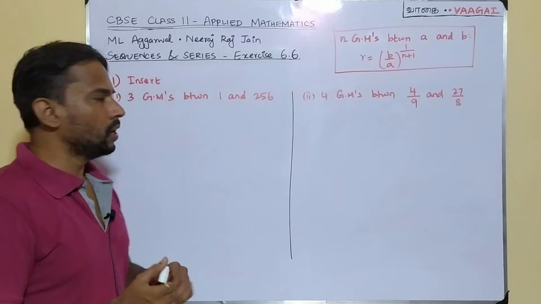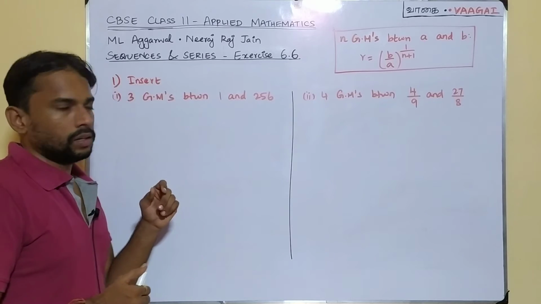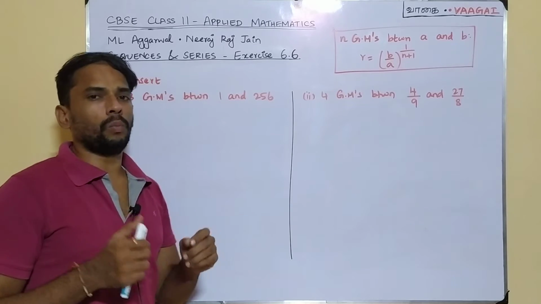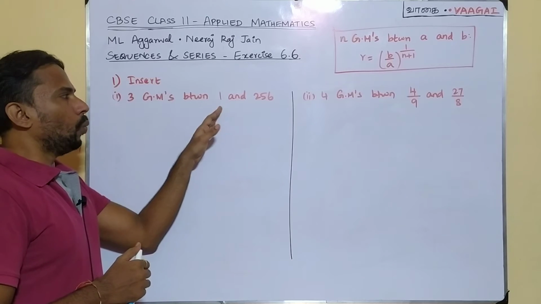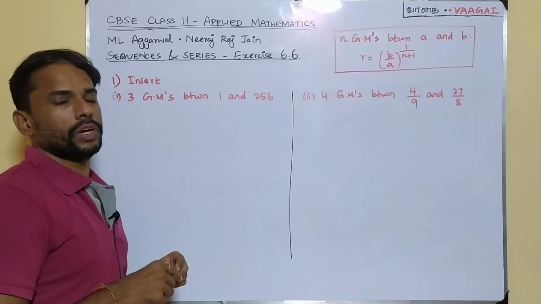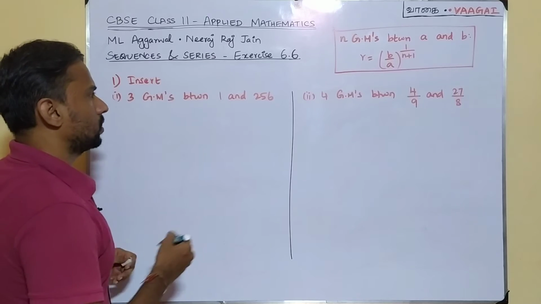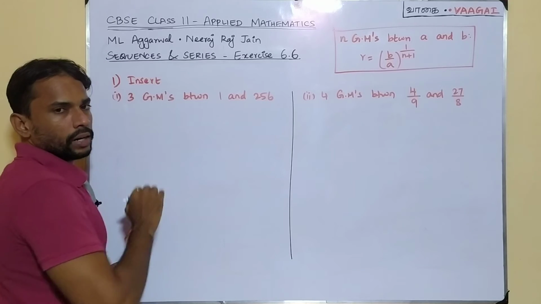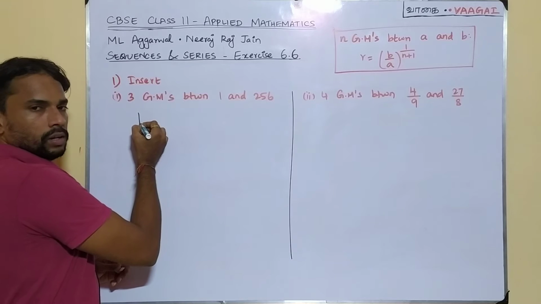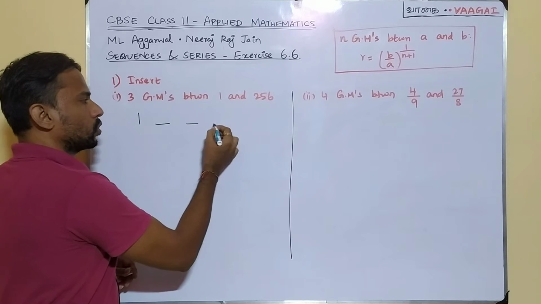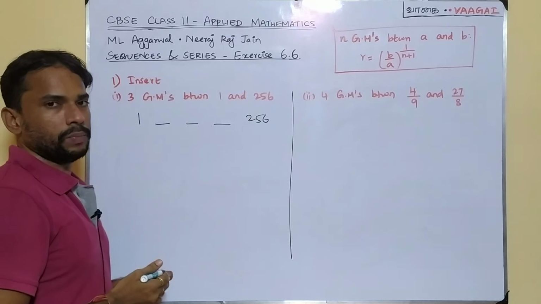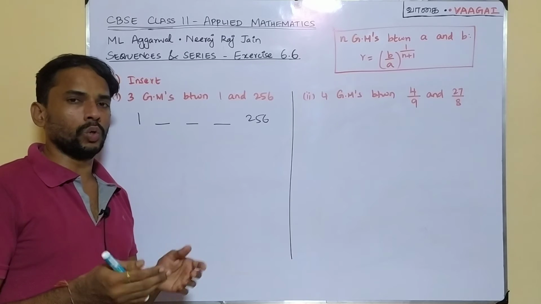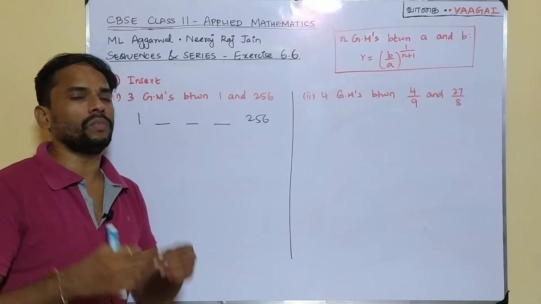Start from the first question. Here we have insert, with two subdivisions. Let's work them one by one. The first subdivision is to insert 3 geometric means between 1 and 256. So we will have 1, slot 1, slot 2, slot 3, then 256. These 3 slots are going to be filled by 3 geometric means, and those are what we have to find.